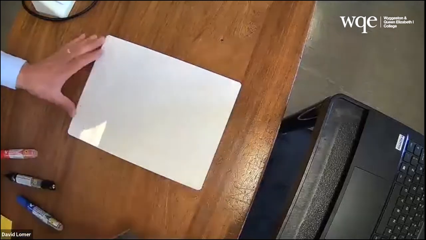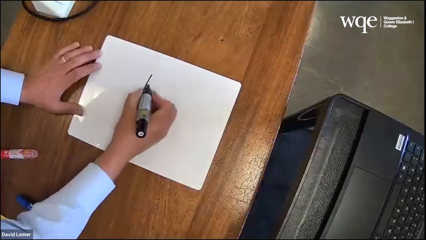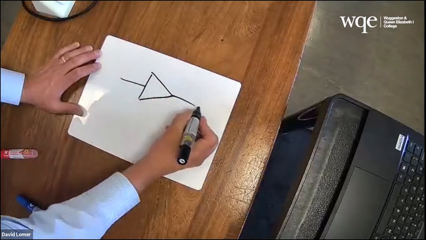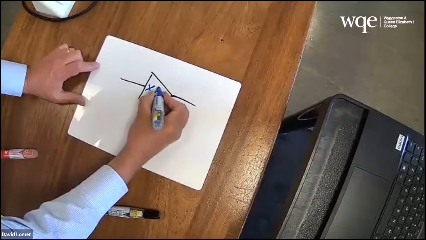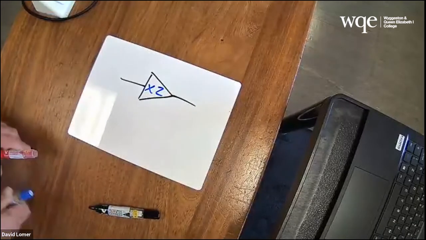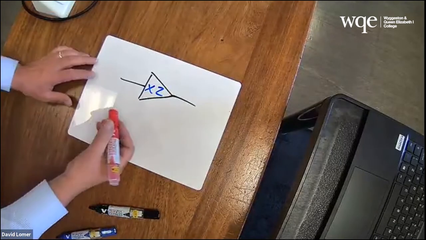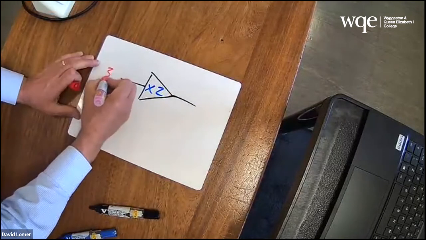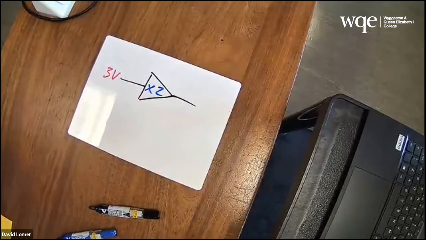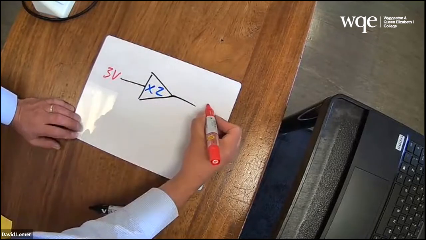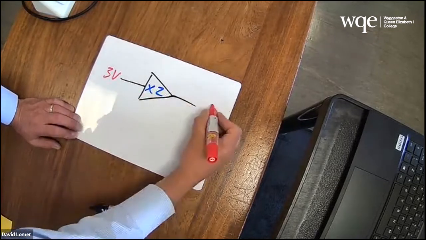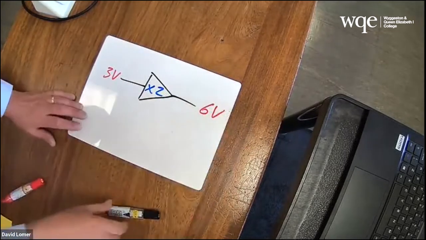Okay, so if I give you an example of one to do, we've got an amplifier with a gain of 2, the input 3 volts. What's the output voltage? And the output is, of course, 3 volts times 2, 6 volts.